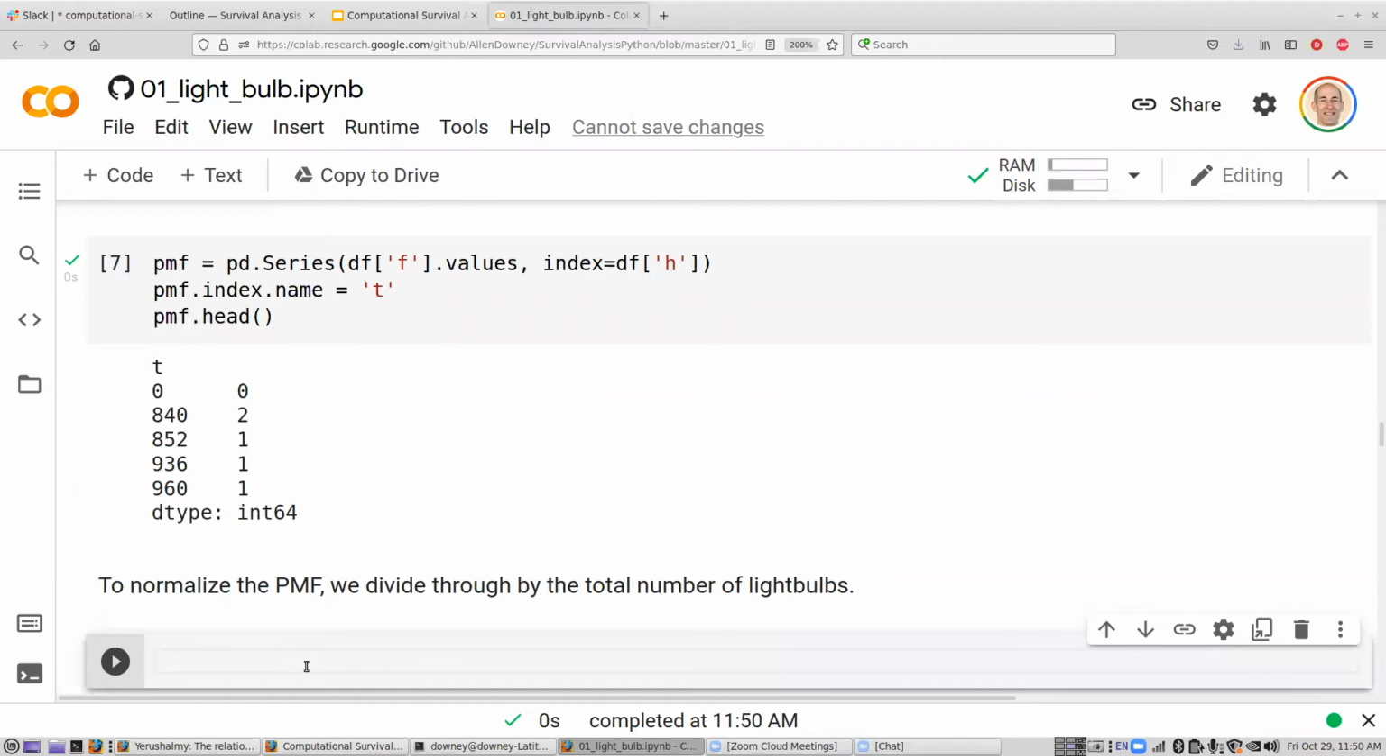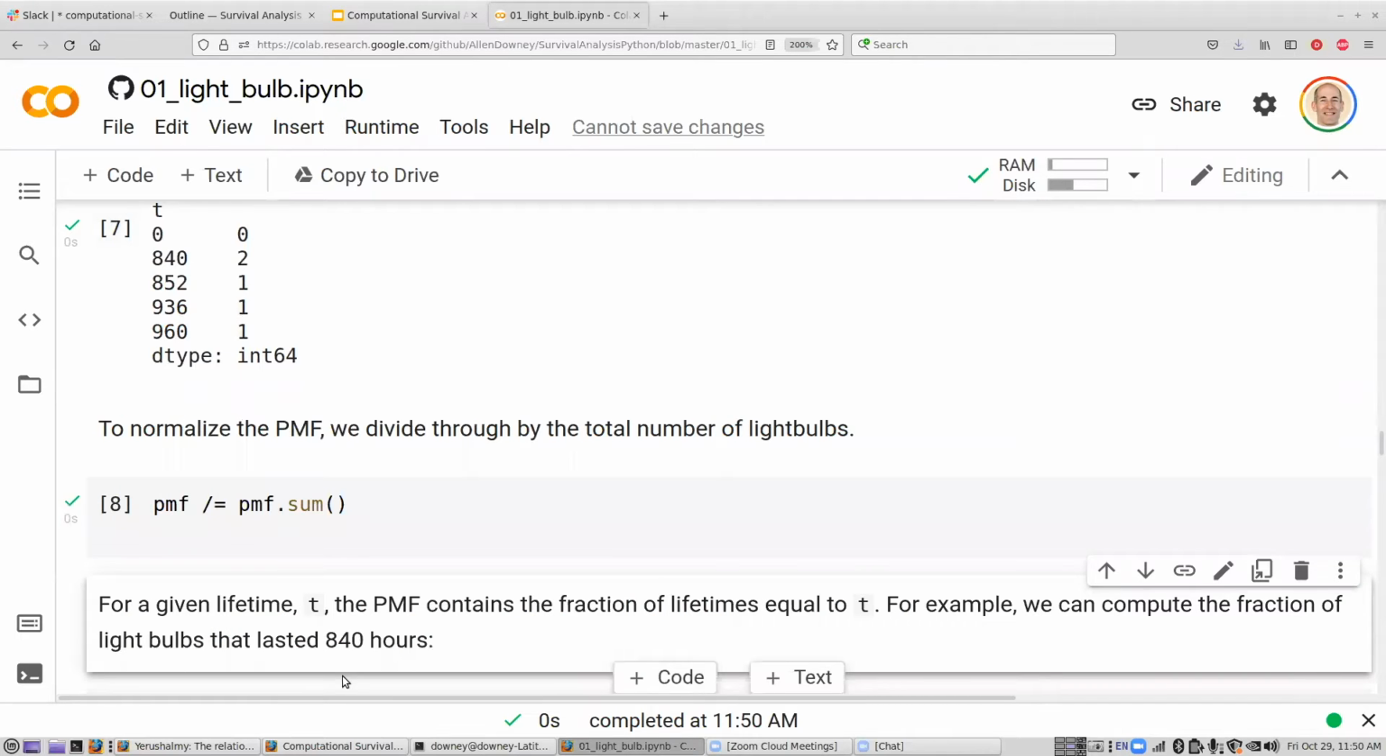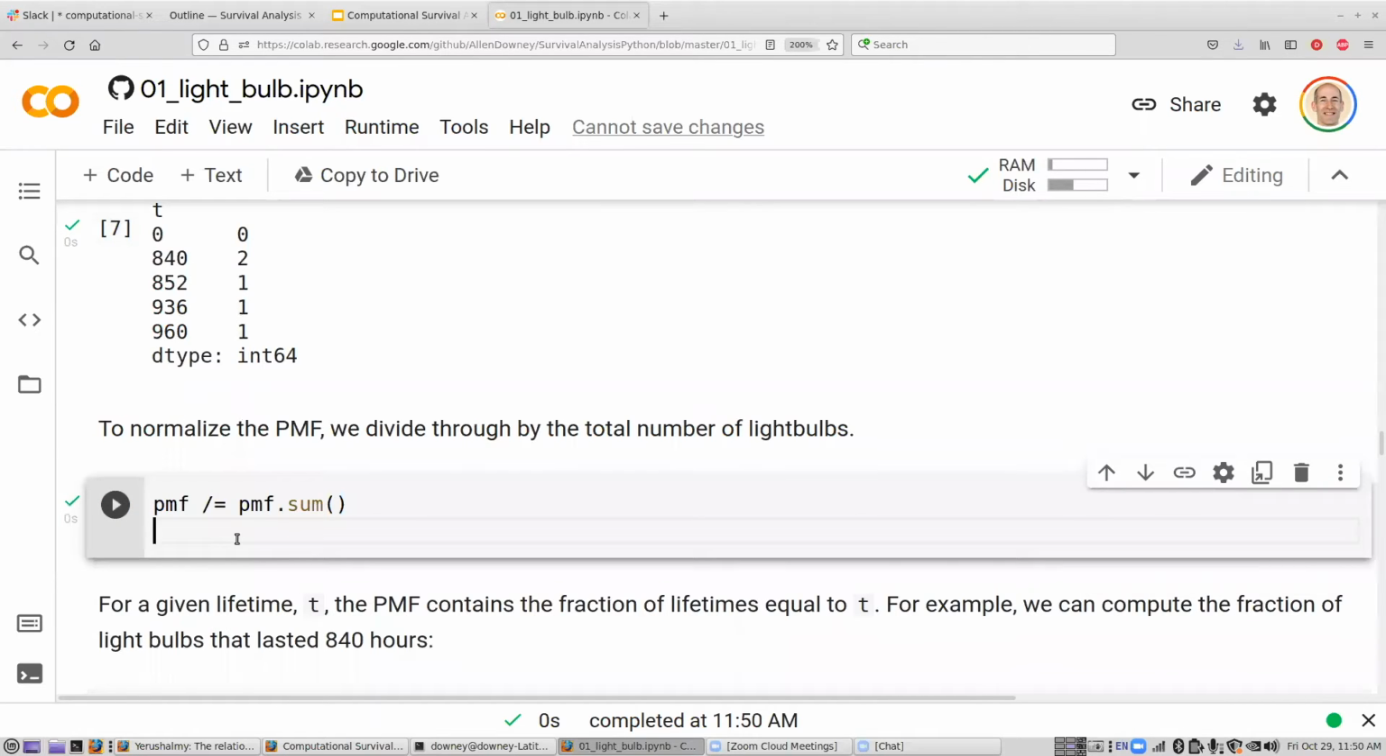Now, notice that the failures are integers, they're counts. This is the number of light bulbs that failed. We can think of this thing as being a distribution, but normally we would make the distribution add up to 1 so that these values behave like probabilities. And we'll do that by normalizing the PMF by dividing through by the sum. So if I add them up, that'll be the total number of light bulbs, which happens to be 50. And if I divide through, the results are now normalized so that the values are probabilities.